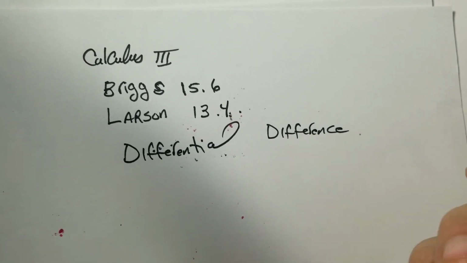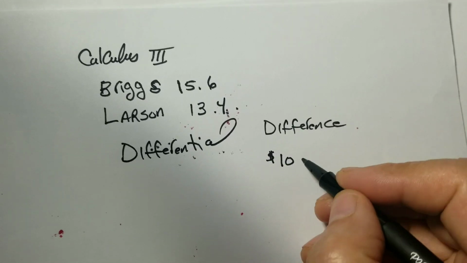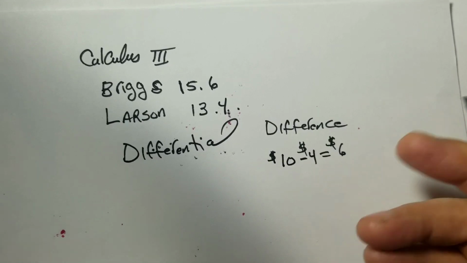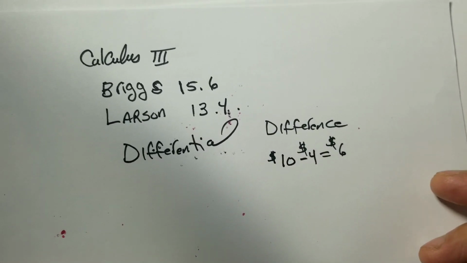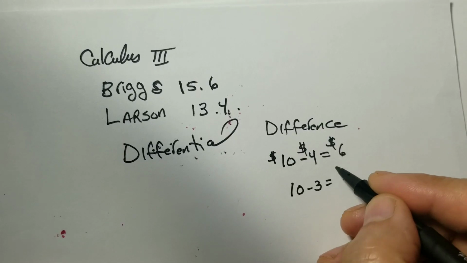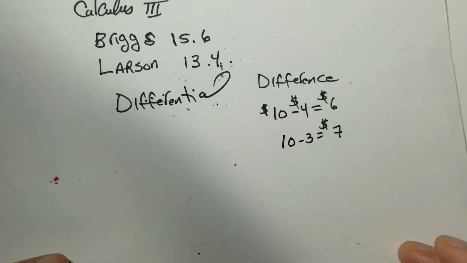And somebody asked me, what is the difference? Well, I have $10. I spend $4. I have $6. That's the difference. Somebody said, what is $10 minus $3? Well, it's $7. These are easy. A first grader can do it.